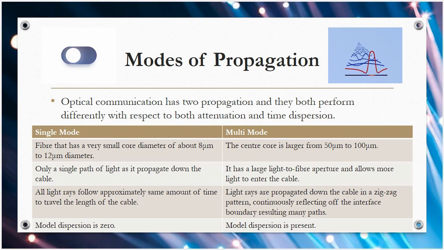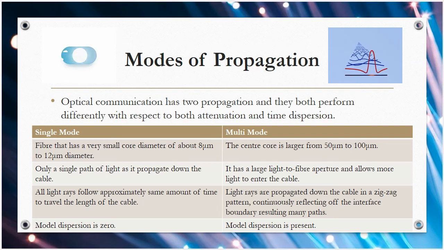Next is the modes of propagation. Optical communication has 2 modes of propagation, and they perform differently with respect to both attenuation and time dispersion. Number 1 is single mode, where the fiber has a very small core diameter of about 8 micrometers to 12 micrometers and only a single path of light as it propagates down the cable. All light rays take approximately the same amount of time to travel the length of the cable, and the modal dispersion is 0.